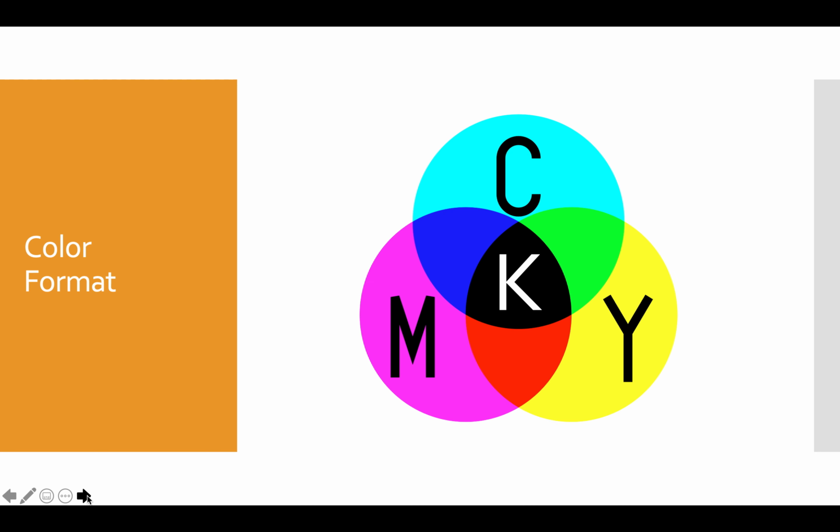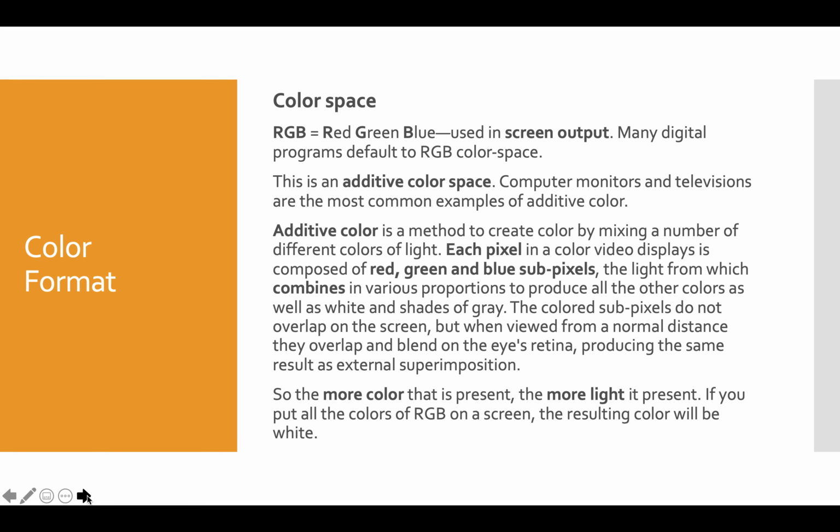So this, again, is what it looks like when you print all of the colors over each other. In contrast, when we're working on screen, when all of the colors are present, we get white. So again, each time you turn a pixel on, there is more light present. And so they add up and you get white. So that is for your screen.